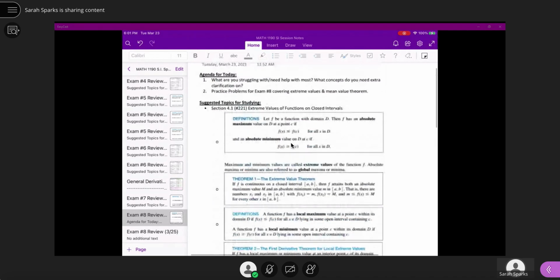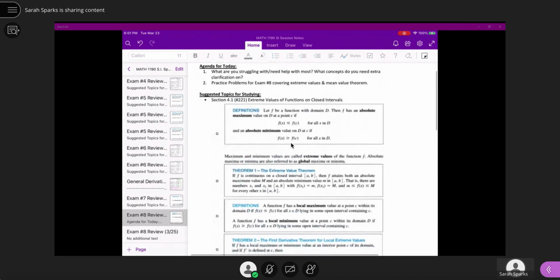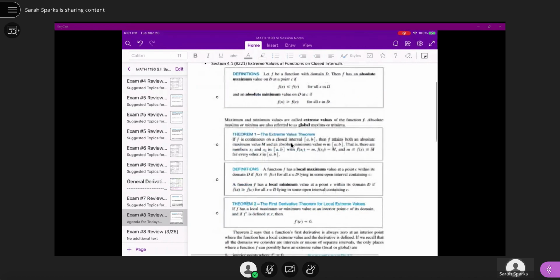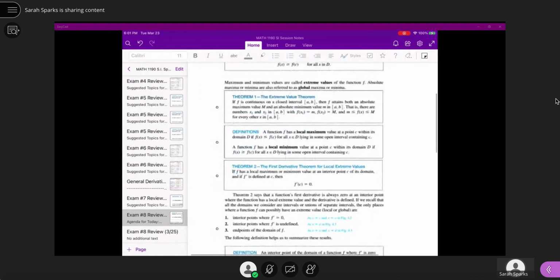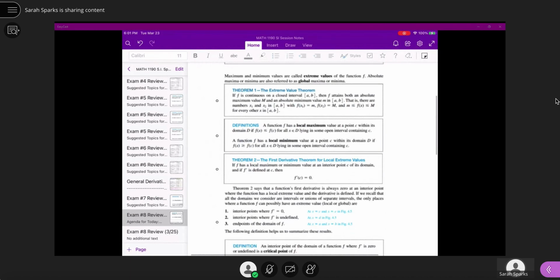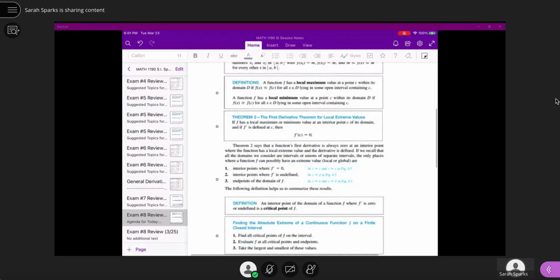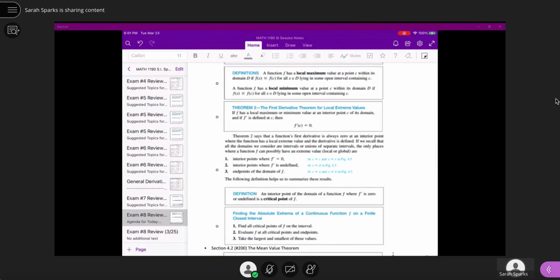I just took these from the textbook. I would really recommend reading through the section, but these are the theorems and definitions from all the sections. Not all of them are used on the exam. I think you need to read all this stuff, especially this definition of an interior point.